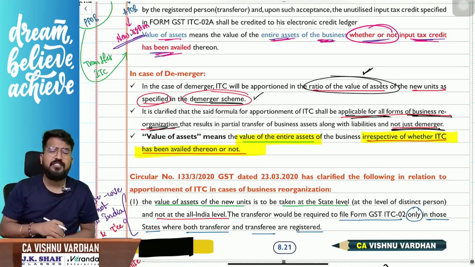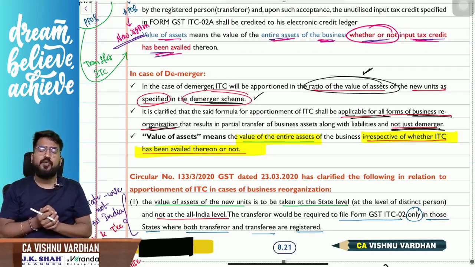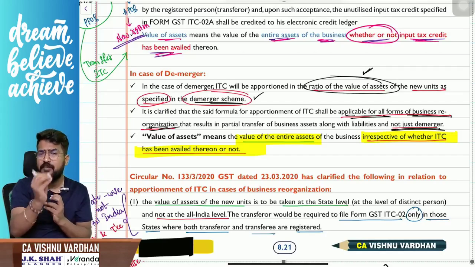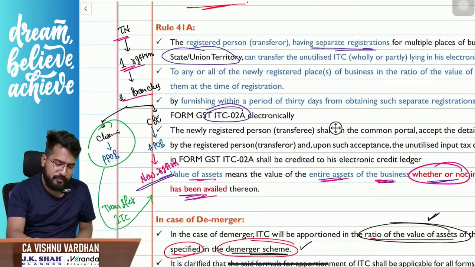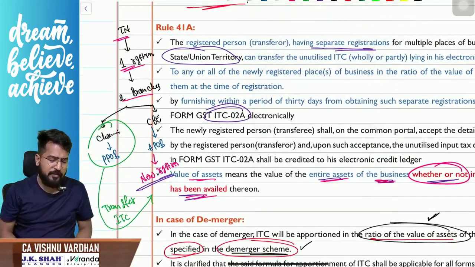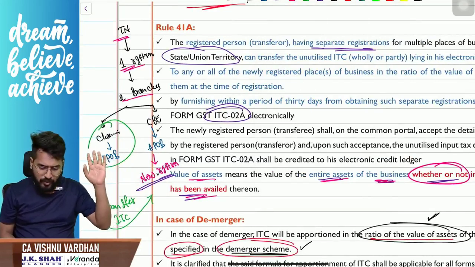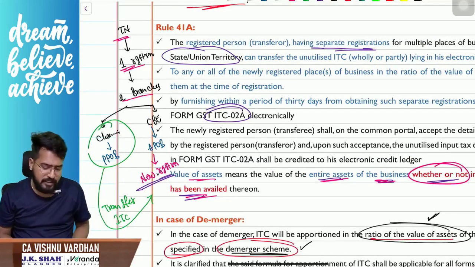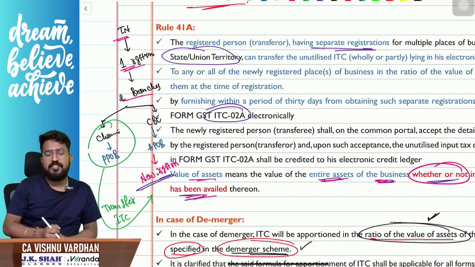For the new registration, whatever place you have taken, for that new registered unit you can transfer the ITC balance proportionately. For example, understand, I am in Tamil Nadu, I have one registration but 2 branches. One is in Chennai, the other is in Coimbatore. One is the principal place of business, the other is the additional place of business.